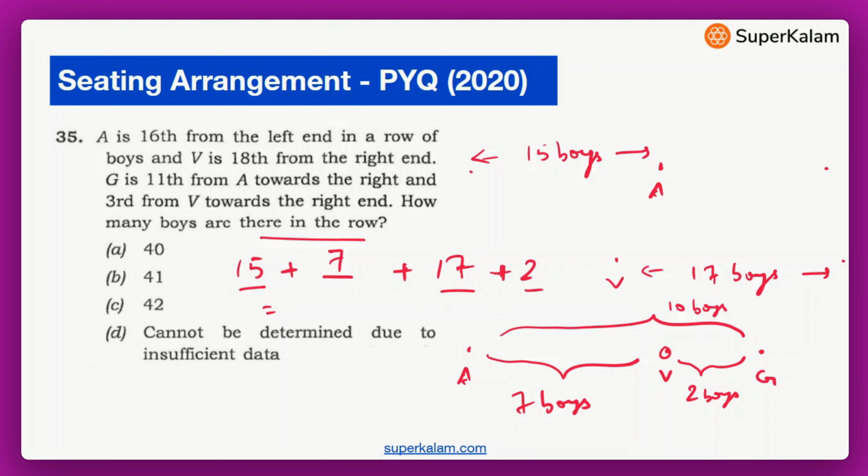So 15 plus 7 plus 17 plus 2. 15 plus 7 is 22. 22 plus 17 is 39. 39 plus 2 is 41. So there are 41 students in the line. So option B is right. 15 boys to the left of A, 17 boys to the right of V, and 7 boys in between A and V, and plus we have to take A and V also, because these two are also boys standing in the line. So there are 41 students here.